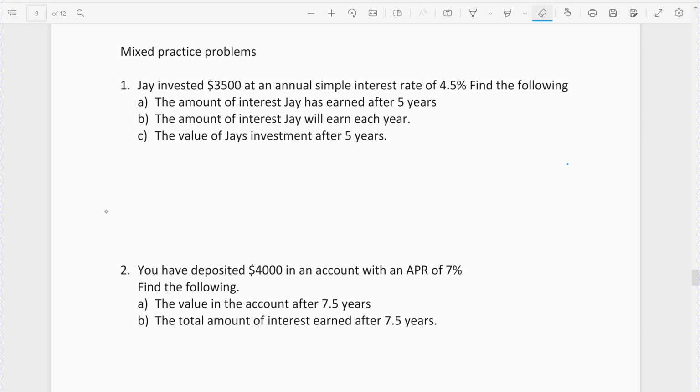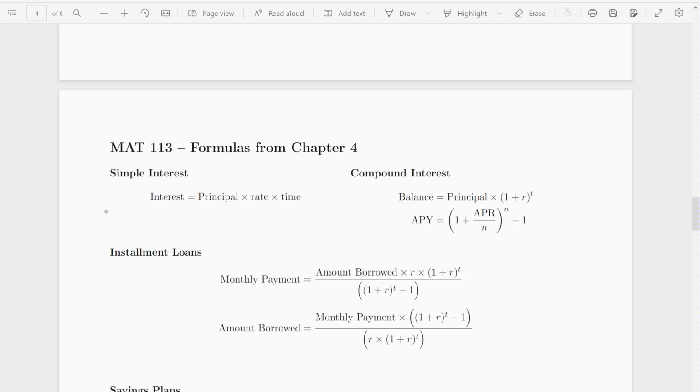Alright, so practicing the 4.1 material, simple interest and compounding interest. Similar to what you see in the homework and the quizzes. The first example, we have Jay. He invests $3,500 at an annual simple interest rate. That means you use the simple interest formula.